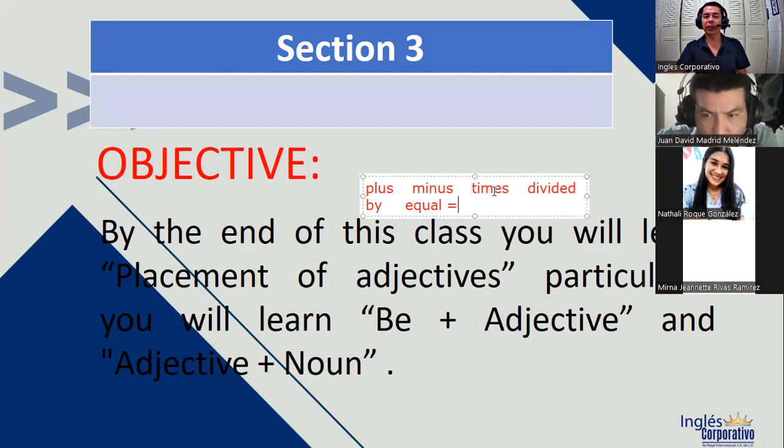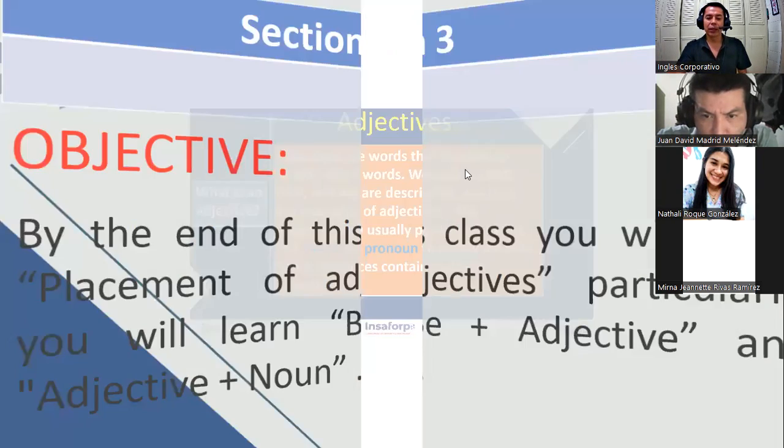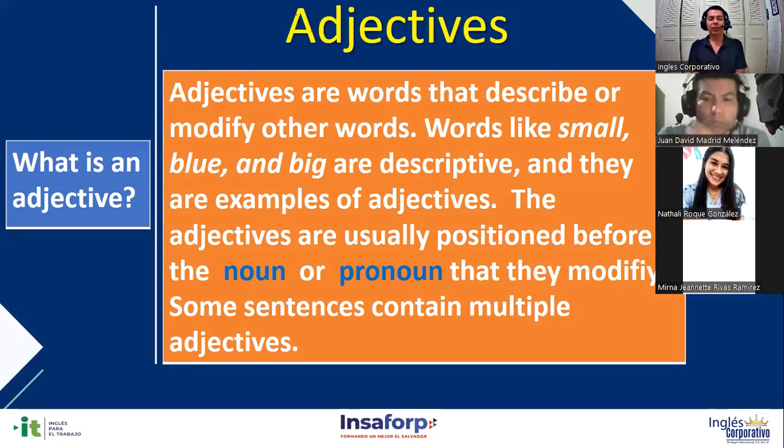Now, let's continue with the class. Then, what are adjectives? Well, what is an adjective? Adjectives are words that describe or modify other words, right? For example, small, blue, big. Those are descriptive words, right? And they are examples of an adjective. The adjectives are usually positioned before the noun or the pronoun, right? Understand? The adjectives are before the noun or pronoun that they modify. Some sentences contain multiple adjectives. So it's not necessary to have only one, but you can have 2, 3, 4, 5, many adjectives, right?